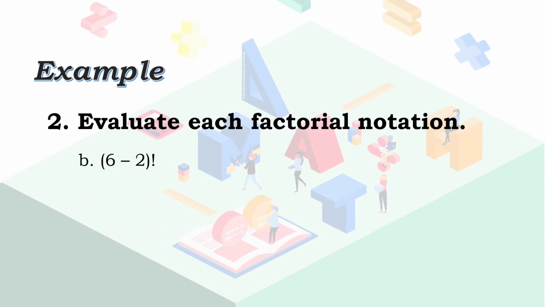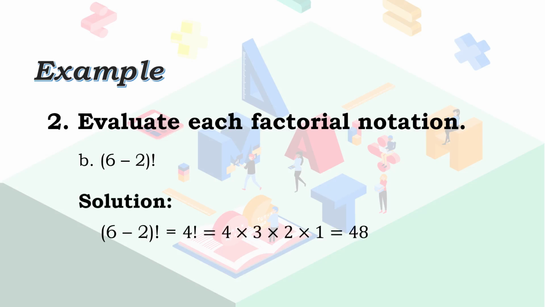For letter B, we have the quantity of 6 minus 2, closed quantity factorial. So first, we have to subtract. 6 minus 2 is 4, so we have 4 factorial. And 4 factorial is equal to 4 times 3 times 2 times 1, which is equal to 24.